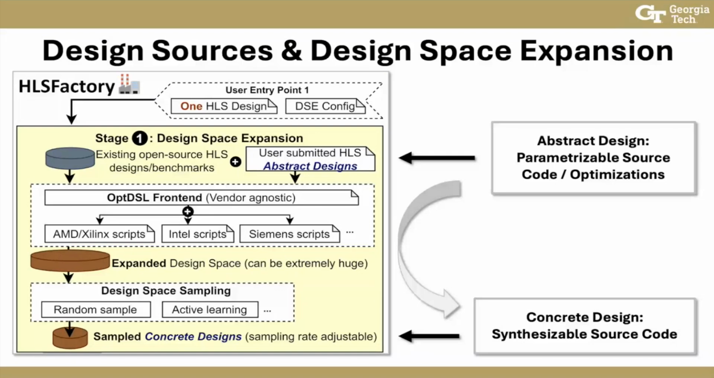So the first stage, as I mentioned, is this design sources and design space expansion. And the idea here is that we wanted a way for users to be able to parameterize HLS designs to generate many versions of them, right? So we have this concept of an abstract design and then a concrete design. A concrete design is one that you can just take and plug into a HLS vendor tool and it will build. But an abstract design needs to be parameterized. It has missing things, or the pragmas need to be filled in, and so on and so forth.